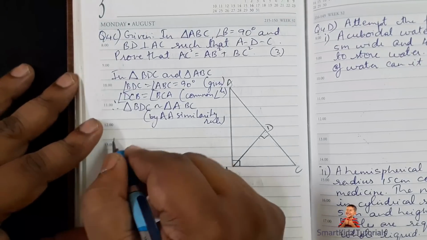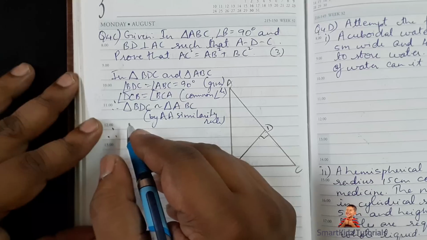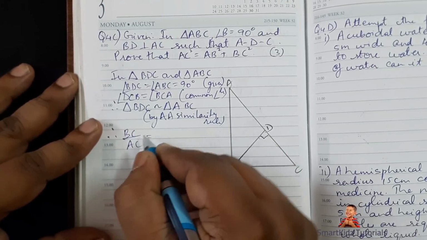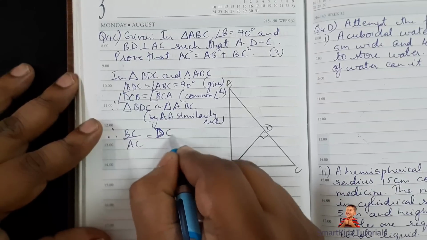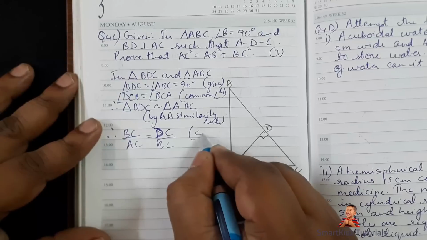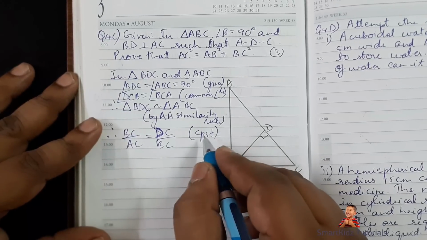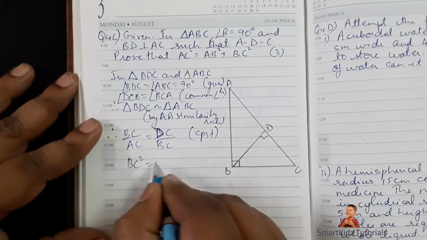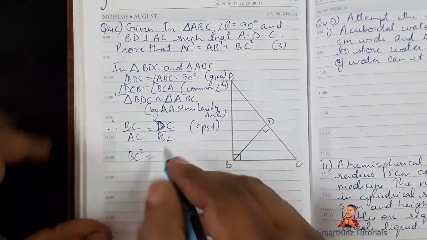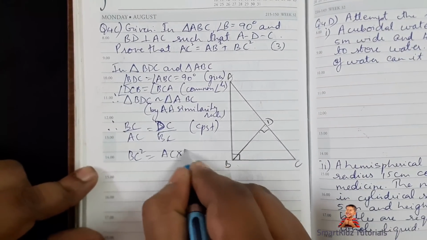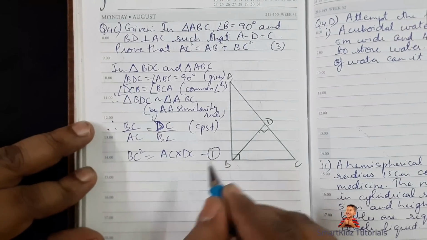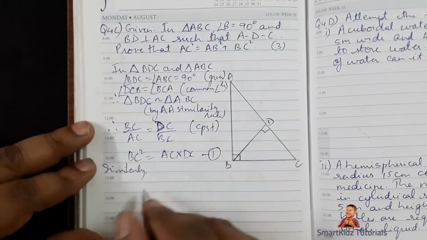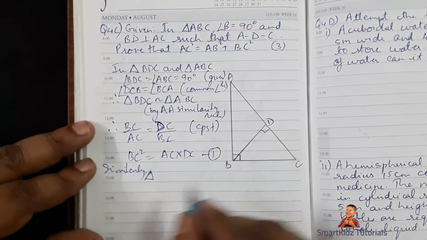Therefore we can say BC upon AC is equal to DC upon BC as CPST, and you cross multiply. When you cross multiply, we get BC square, BC into BC is BC square equal to AC into DC. That would be 1.